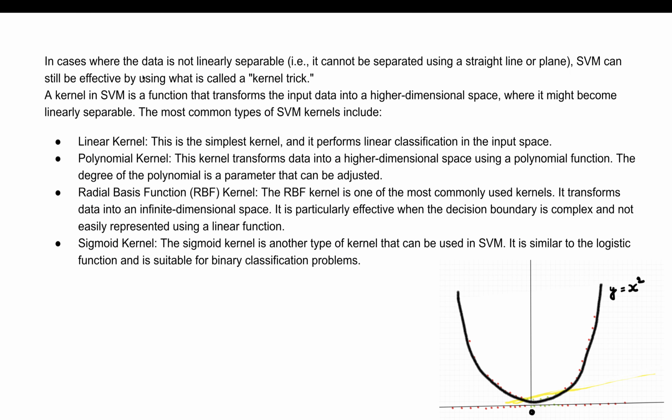And when you talk about SVM kernel, there are multiple types of SVM kernel. So one is a linear kernel. Now this is the simplest kernel. It is a simple linear classification in 2D basically. Now when you talk about polynomial kernels, they help you to transform the data into a higher dimensional space using a polynomial function. We are going to see all of this implementation today itself.